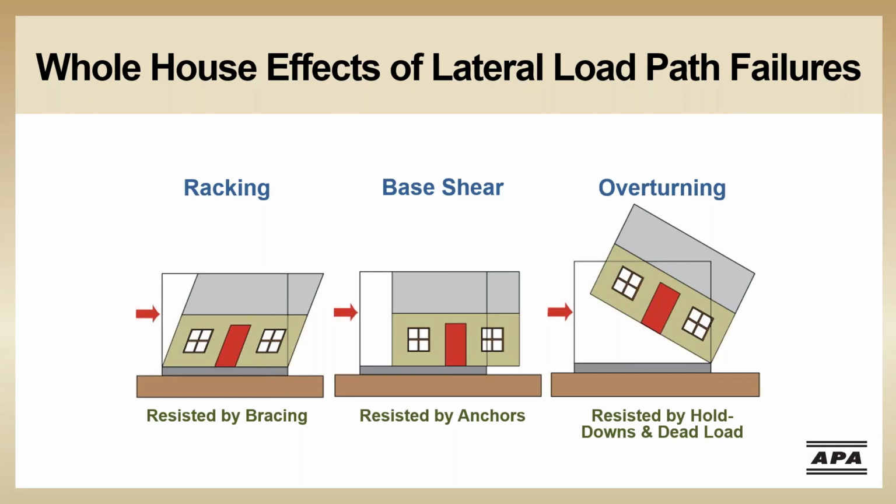A third type of failure is called overturning. Overturning results when the house is not sufficiently anchored to the foundation with hold-down devices. Hold-down devices are used to resist overturning.